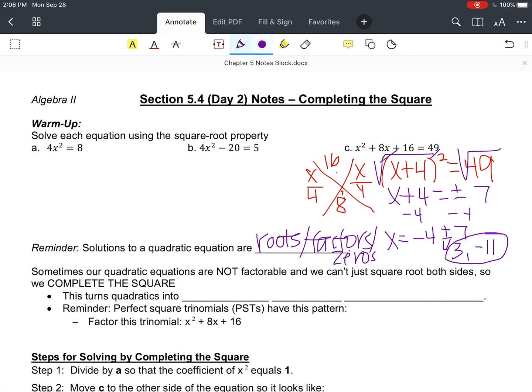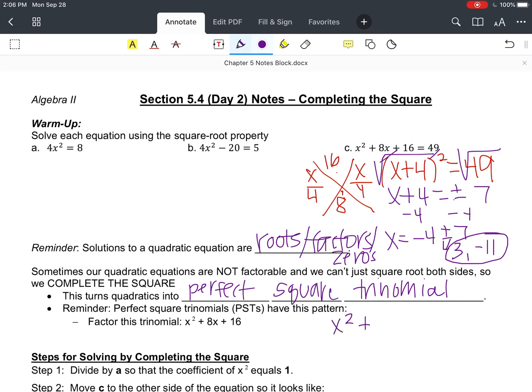So sometimes our quadratic equations are not factorable, and we can't just square root both sides. So we can do a thing called completing the square. That's going to turn quadratics into perfect square trinomials. So in part C there, my left-hand side of the equation was a perfect square trinomial.